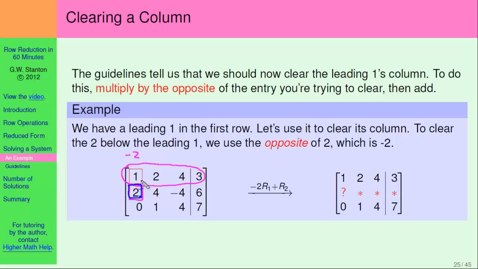And 1 is just really easy to work with. I don't have to think very hard about what I should multiply 1 by to get negative 2. Well, I just multiply by negative 2. So let's see how this works.